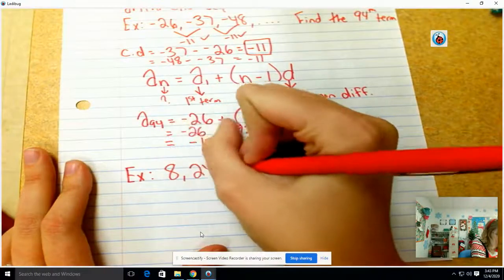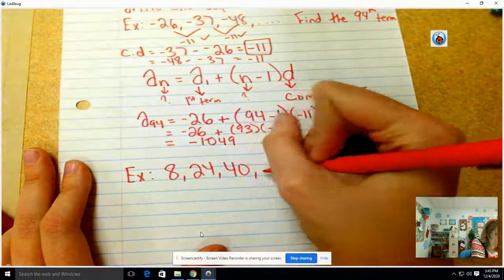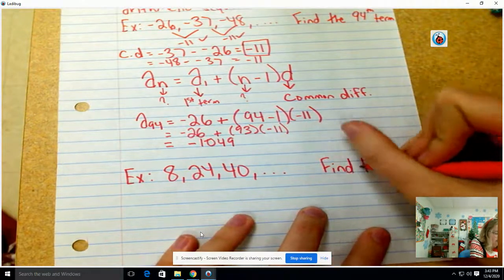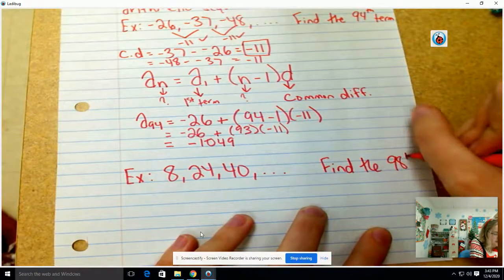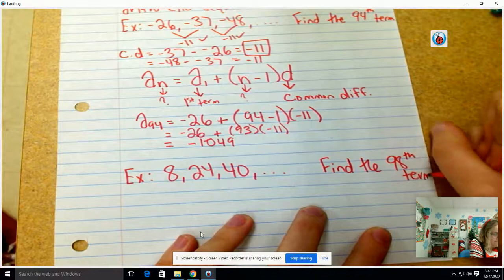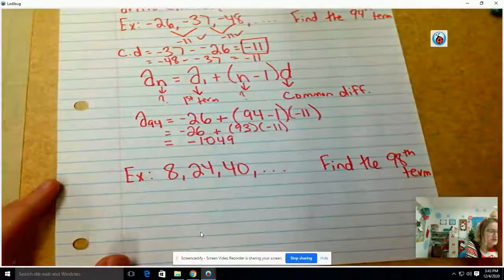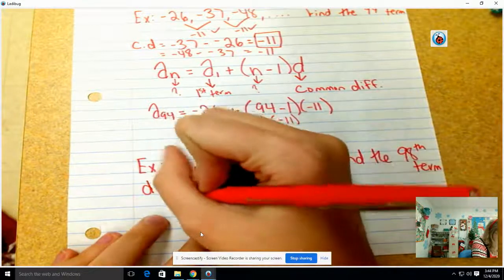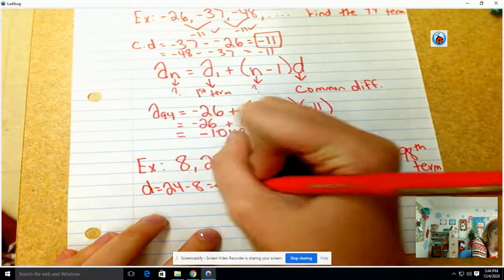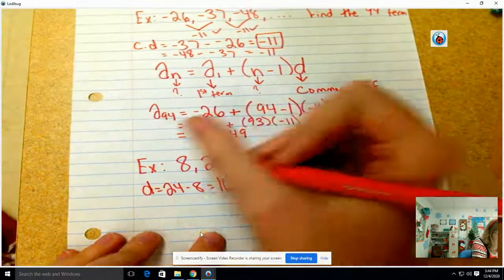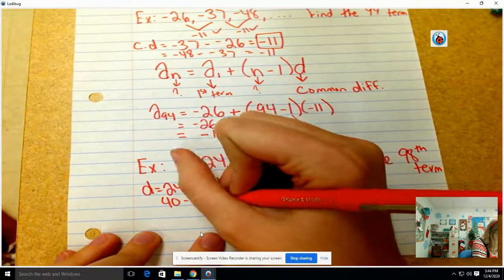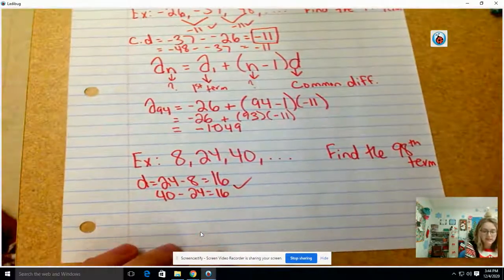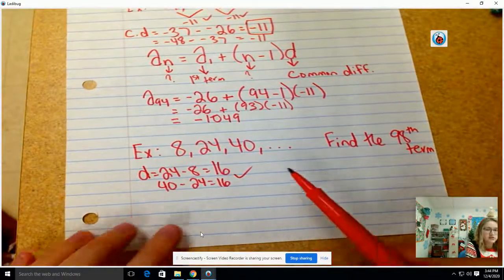So for another example, if I have 8, 24, and 40, and I want to find the 98th term. First things first, my common difference. That's going to be 24 minus 8, which is going to give me 16. And 40 minus 24 is also going to give me 16. So I'm good to go there. This is an arithmetic sequence, and now I'm good to use my formula.